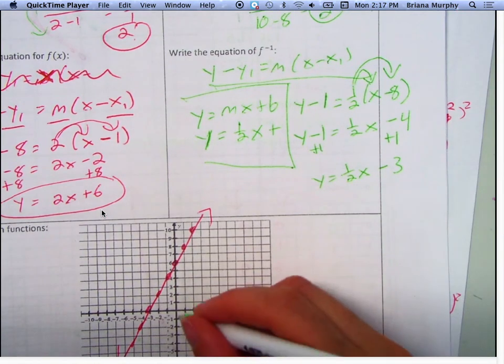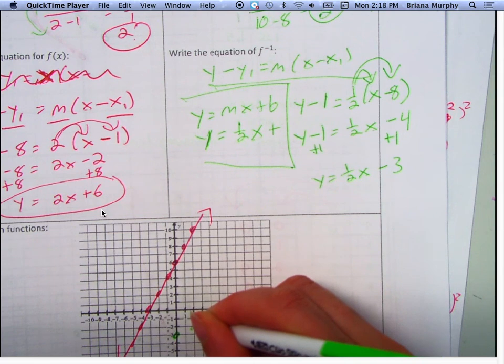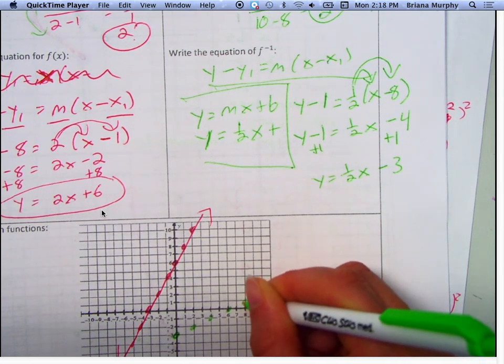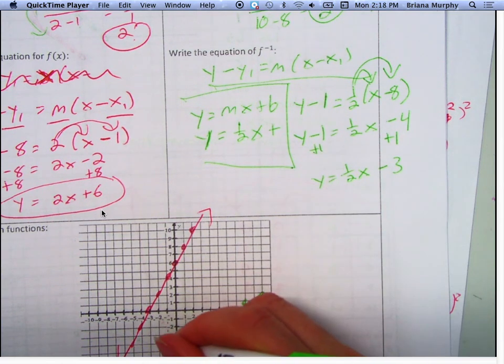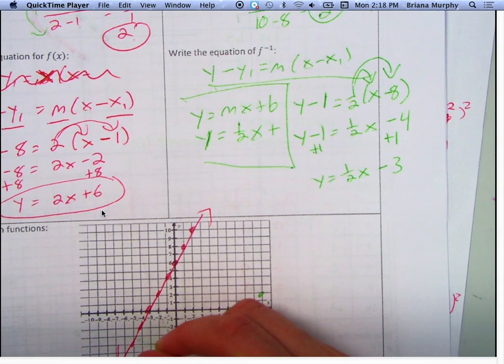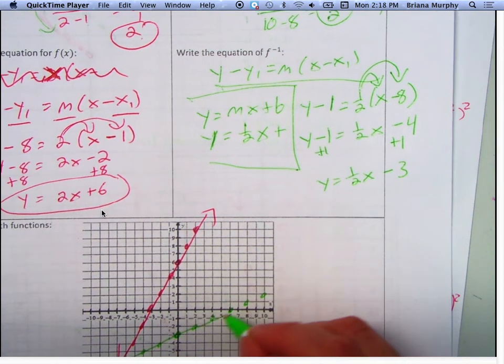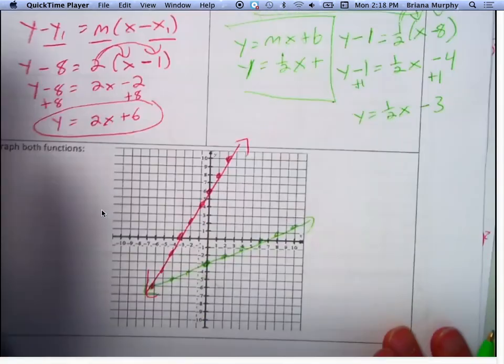So I'm going to put a dot at -3. Then I'm going to go up 1 over 2, up 1 over 2, and so on. And down 1 over -2, down 1 over -2. There we go. Graph of both functions.